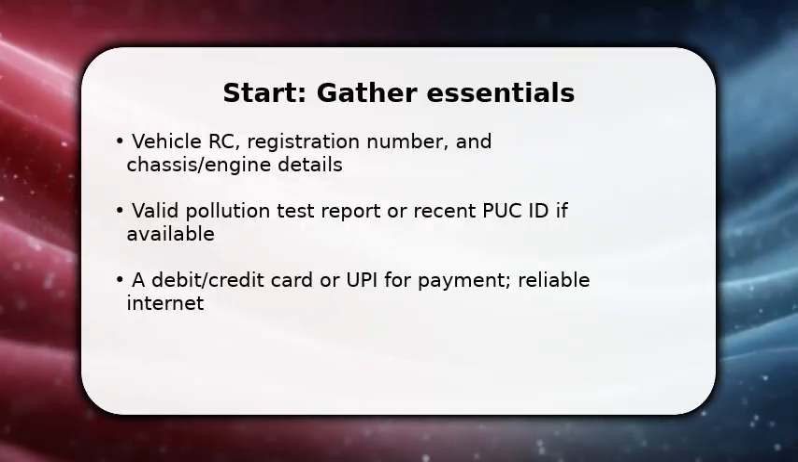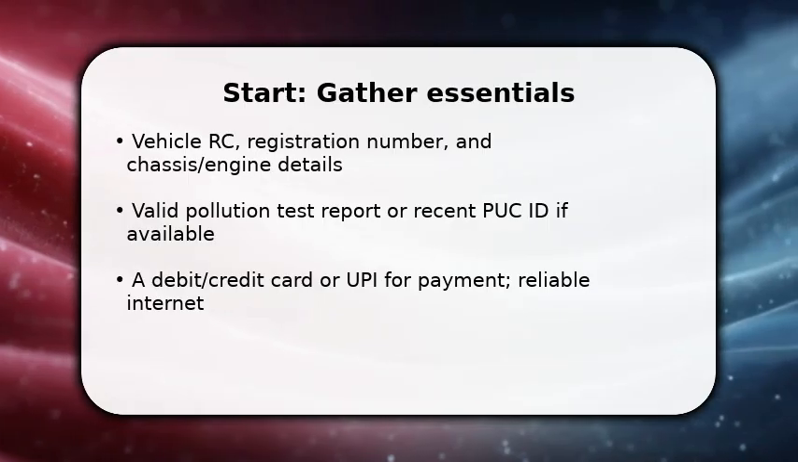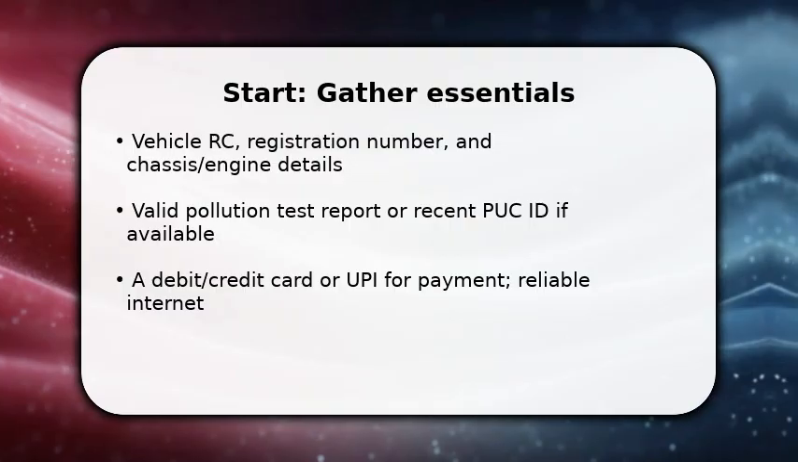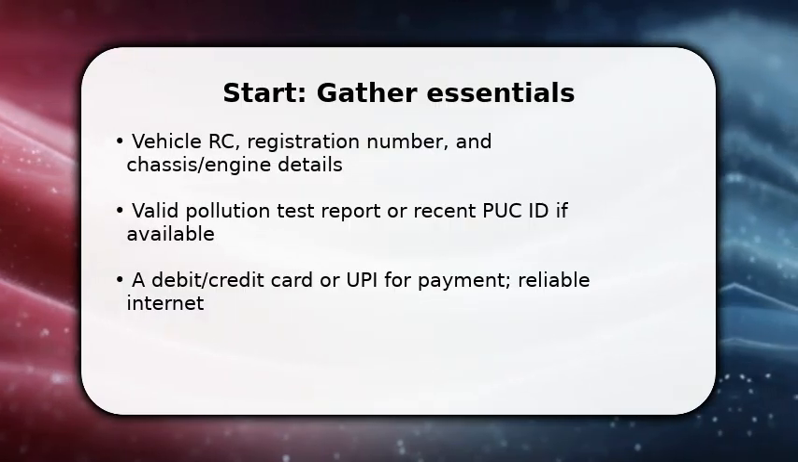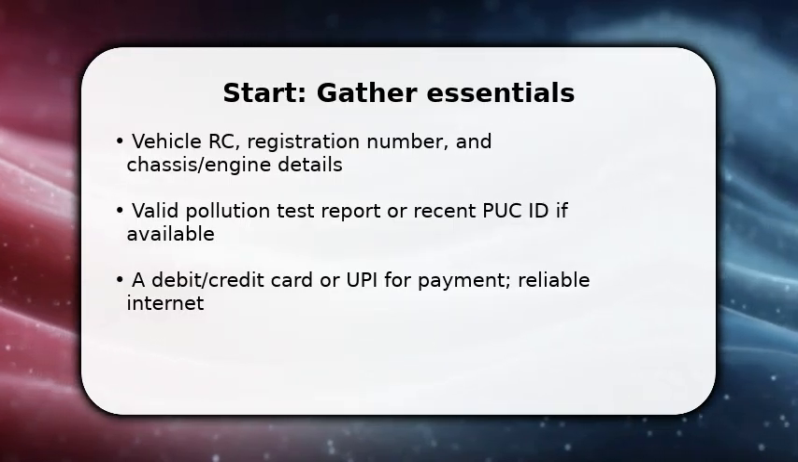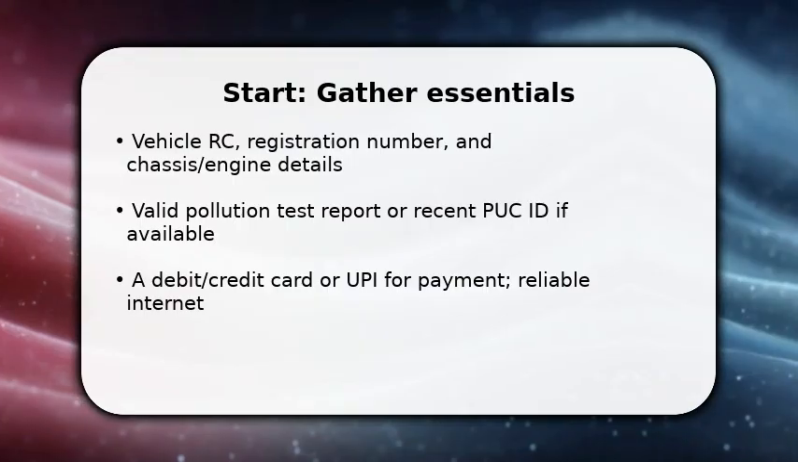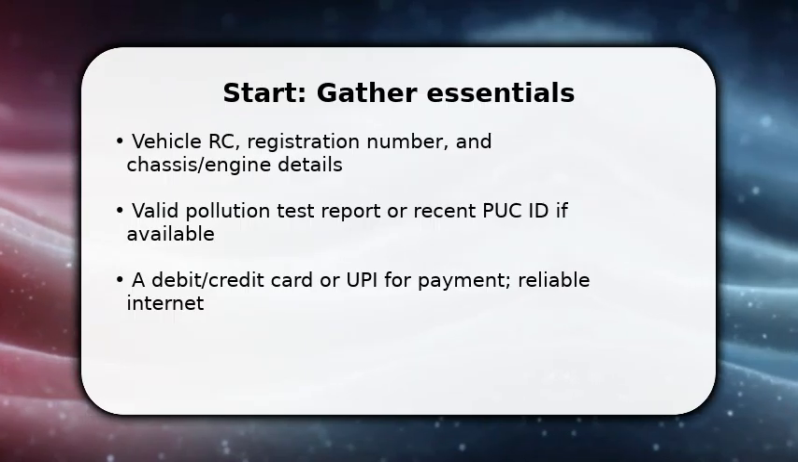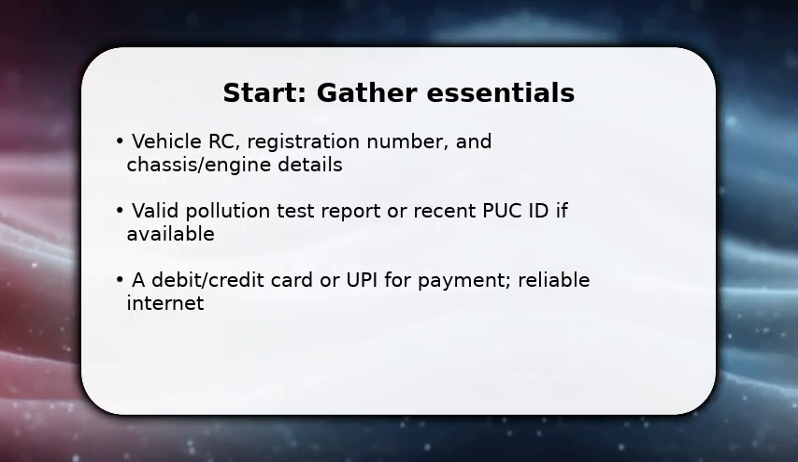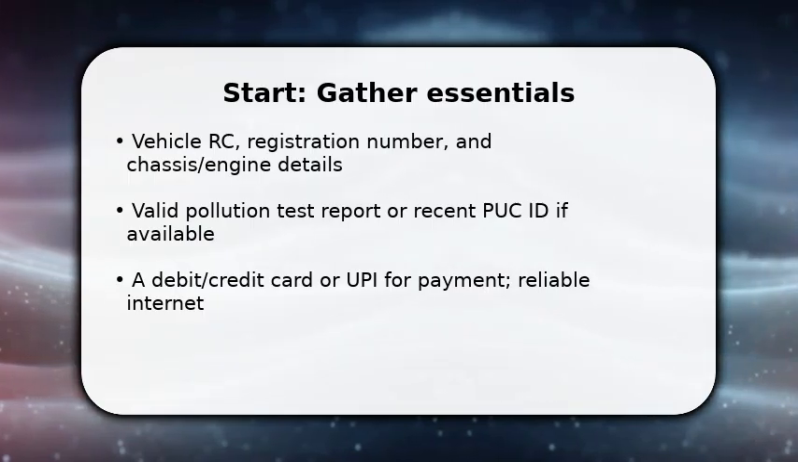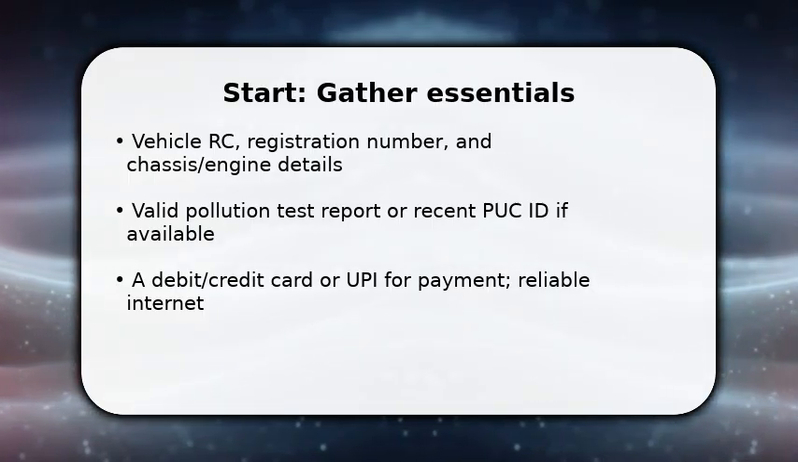You begin by collecting the essentials and opening the official PUC portal or authorized vendor app. Enter your vehicle registration and verify chassis/engine numbers. This prevents mismatches later. Once done, upload or select the most recent pollution test ID if you have one, or opt to book a test slot. Make sure your payment method is ready so you don't stall at checkout. This step reduces back and forth and gets you ready to submit accurate data quickly.